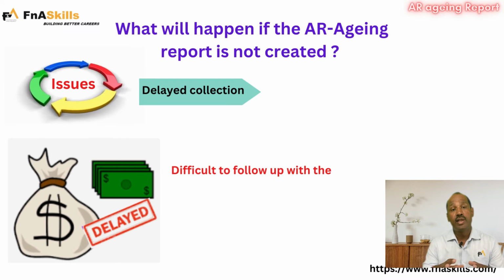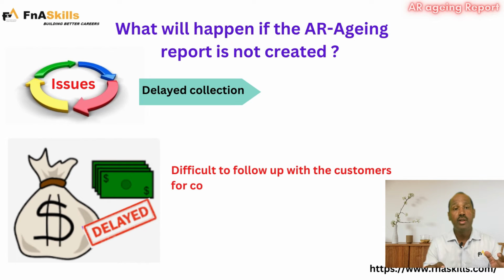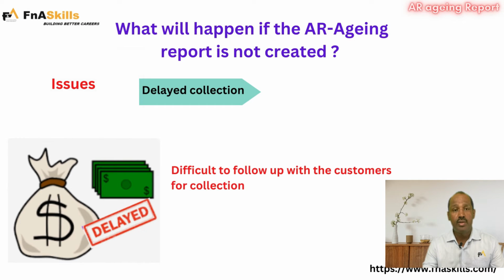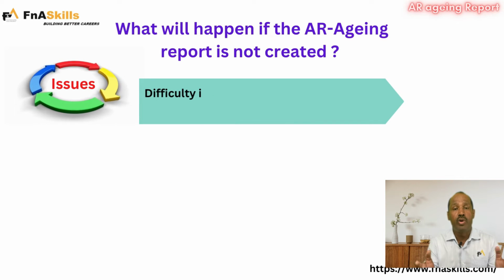And what is the further cascading impact? It will impact the collection, right? With no information, how will the collection team follow up with those customers? They will be on the mercy of those customers to make a payment. As long as they are making payment, they'll just record that payment, right? So that aging report is a must.